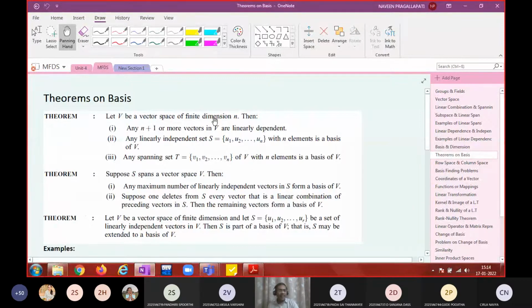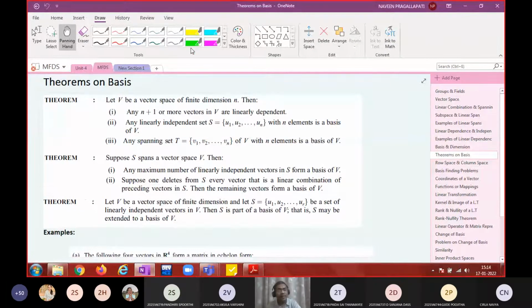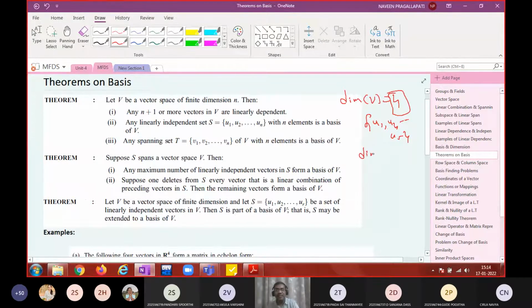Okay. Now there are some more results on basis. Basis is the largest linearly independent set. That means if I say the dimension of a vector space is 4, you cannot find a linearly independent set containing 5 elements, u1, u2, and so on, u5. Any set with more than 4 elements is going to be linearly dependent. If I say the dimension of V is n, any set containing more than n elements is automatically linearly dependent. No need to check anything.